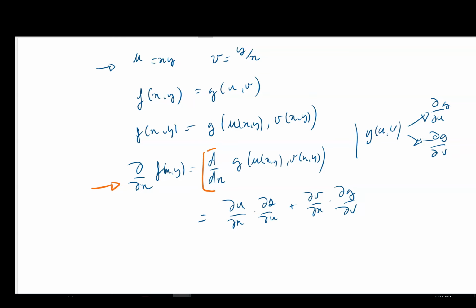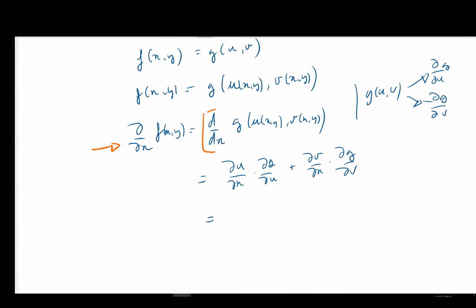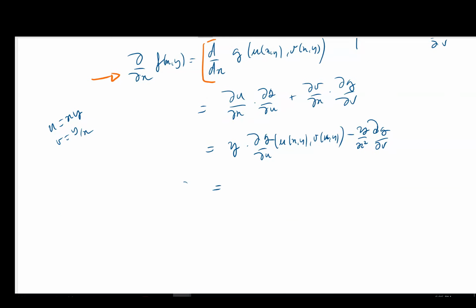Okay, and I just wrote the chain rule that we have, right? So that's just going to be du over dx. Let's remind ourselves that u was x times y and v was y over x. So du over dx is just going to be y times dg over du, which itself is still a function of xy, v of xy, plus dv over dx, that's actually going to be a minus, minus y over x squared dg over dv. Let me write that a bit more concisely. d over dx of f is y dg over du minus y over x² dg over dv.